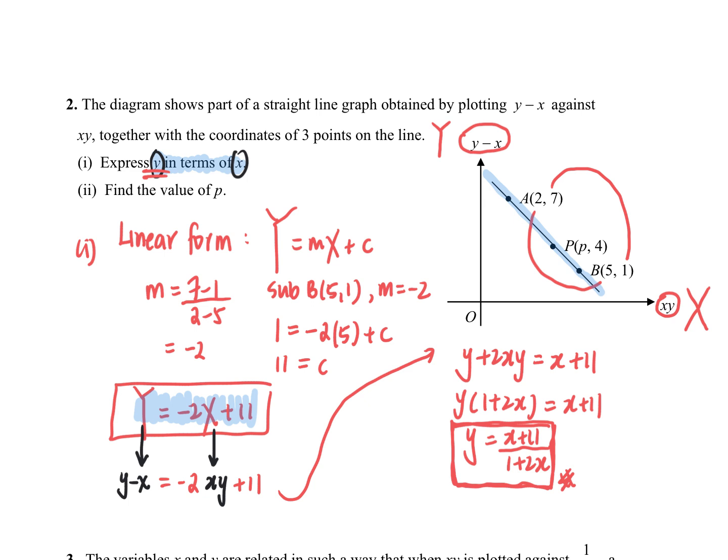But for the second part, they want me to find the value of P. And P comes from a point on the straight line. So think, should I operate on the non-linear form or the linear one? The linear one, because this point is on the linear line. So don't go and sub in here. If not, you will end up getting something different. Because this x that is here is not the x value, it's the xy value. This y that is here is not the y value, it's the y minus x value. So don't anyhow sub in. If you sub in here, it's definitely wrong.